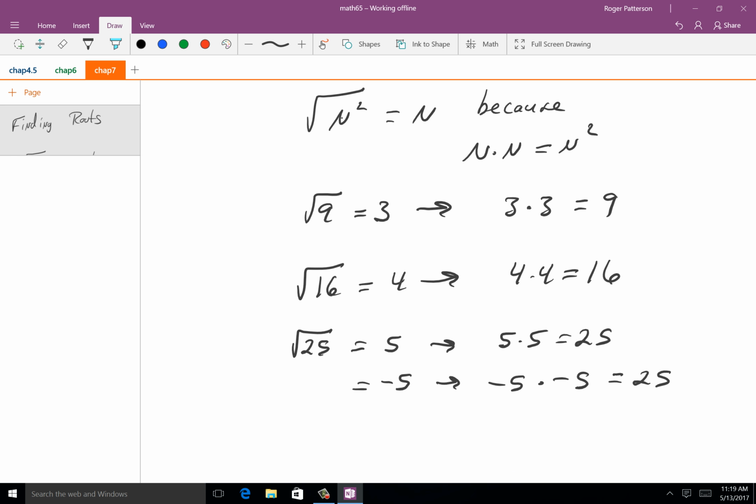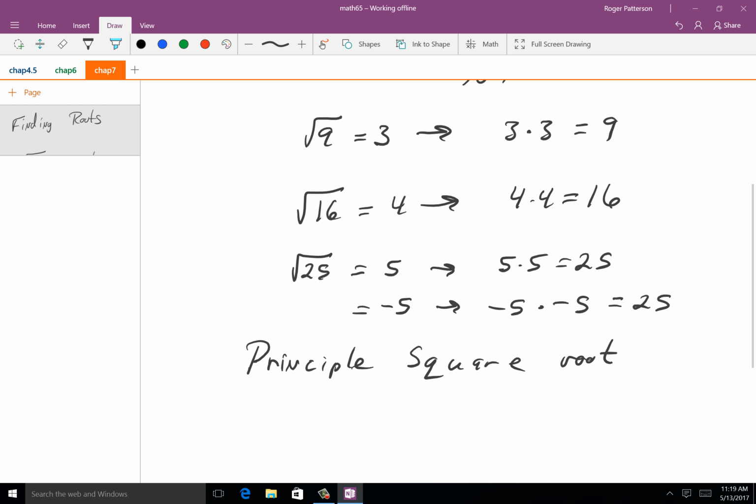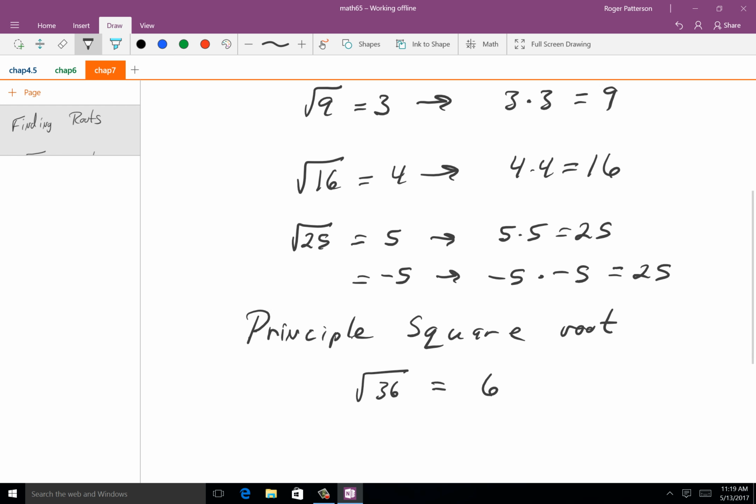There's what is called a principal square root, which is what your calculator gives you. So if you say, hey, I want the square root of 36, and it's going to give you 6, that's called a principal square root. All right, most of the time that's what we're dealing with.